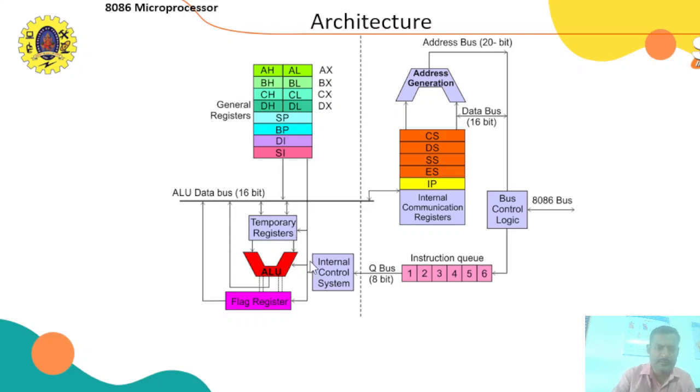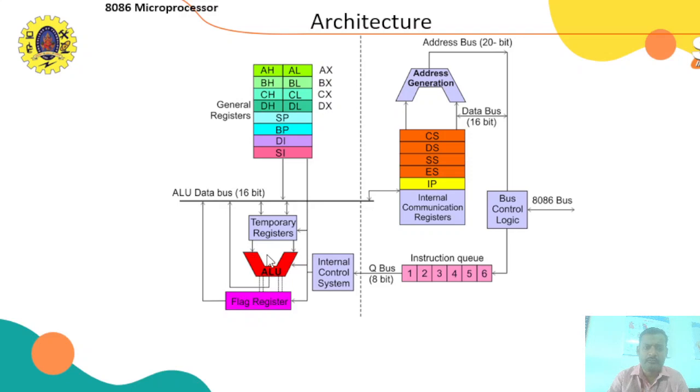Look at this, what are the blocks of the execution unit? This is the ALU, for arithmetic and logical operations. Arithmetic like addition, subtraction, multiplication, division, and logical operations like AND, OR, XOR, NOT, ones complement and twos complement. These are done by the ALU. Look at these temporary registers. This will be connected to this, and the flag register will be the output of this.